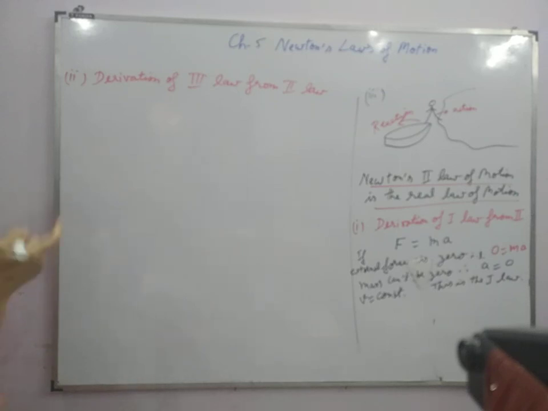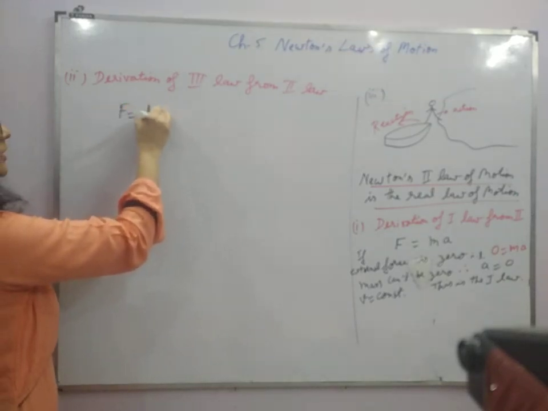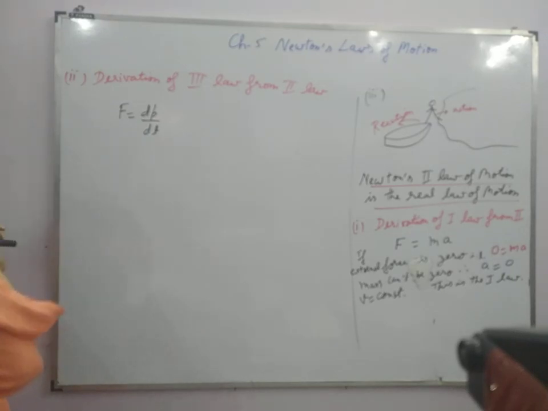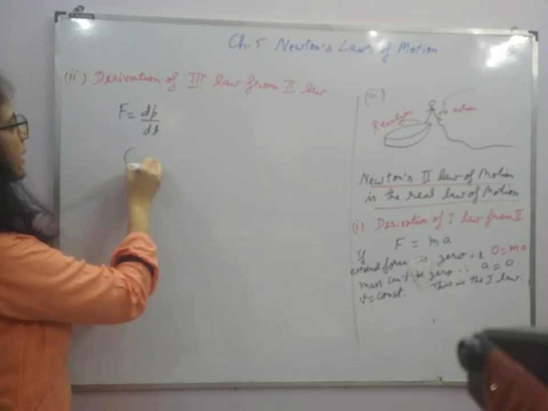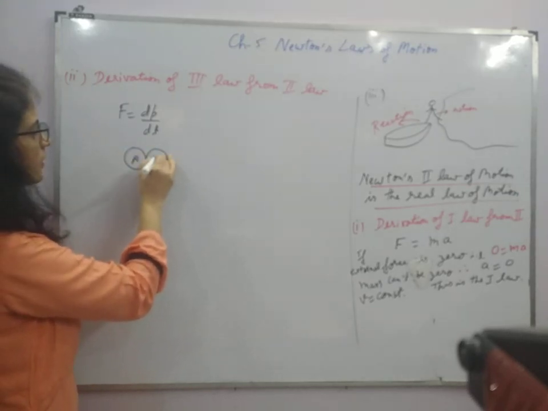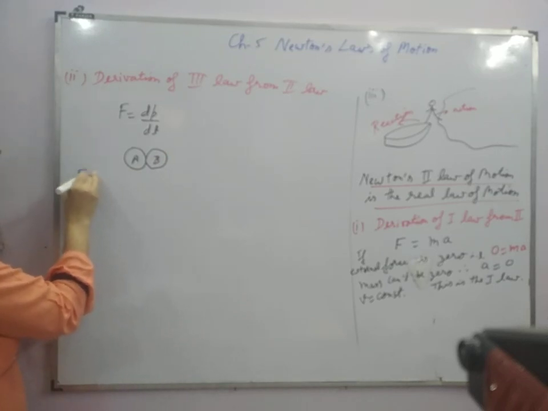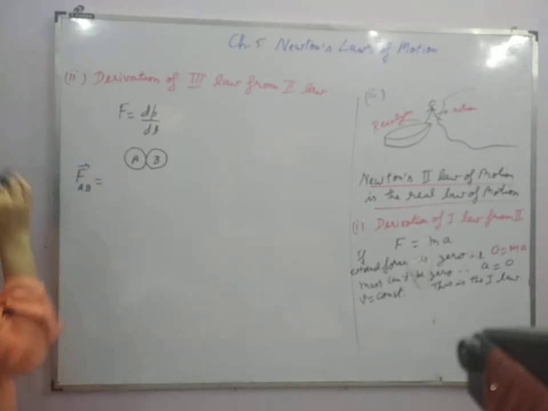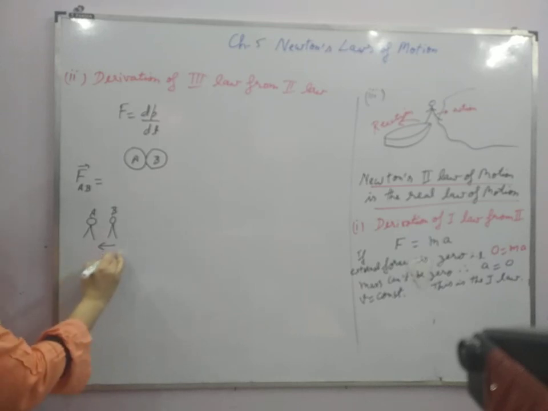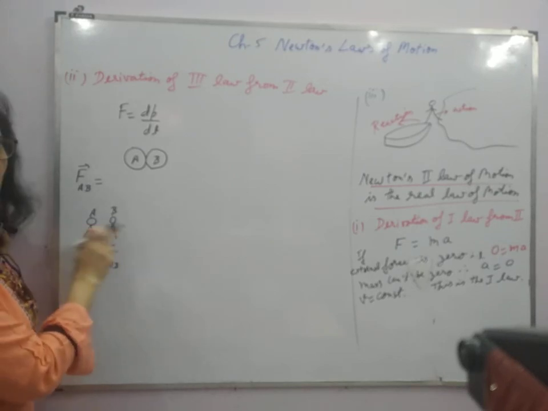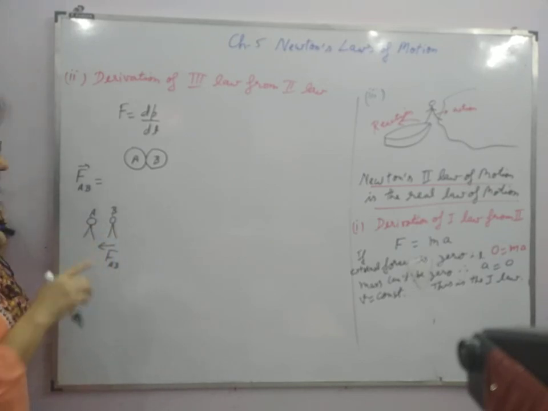We know the other form of the second law. What is that? F is equal to dp by dt. Now let's take two bodies. If force is applied on A by B, then whose momentum will change? Suppose this is the body A and body B is applying force on body A. Whose momentum will change? A or B? The momentum of A will change.